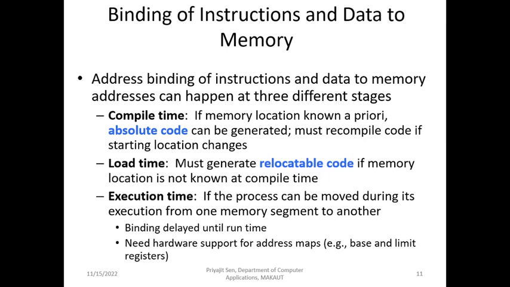Now you see what is compile time, what is load time, and what is execution time, that are written here. Compile time means the memory location is known a priori. A priori means previously. If you know the memory location previously, absolute code can be generated, and you must recompile the code if the starting location changes. That means you know previously the memory location where your code is staying, so you can get the absolute code and run that one.